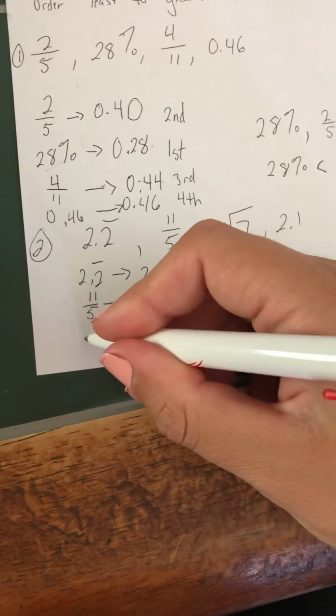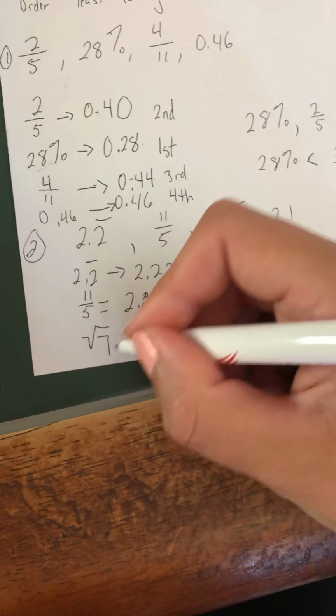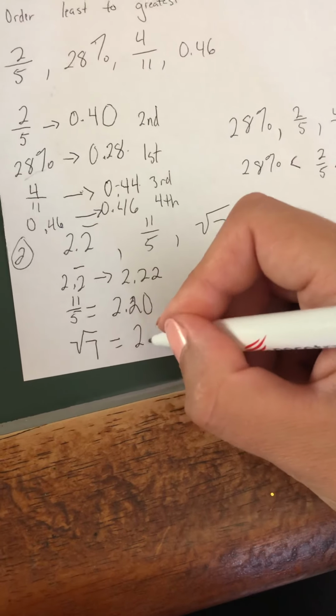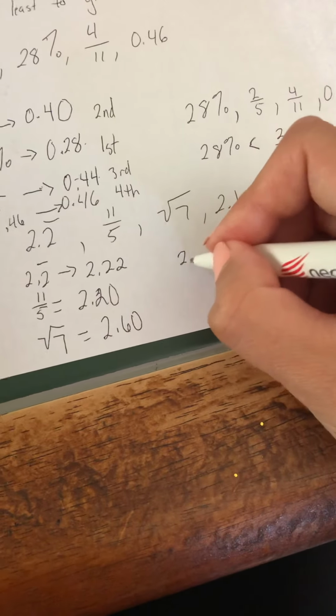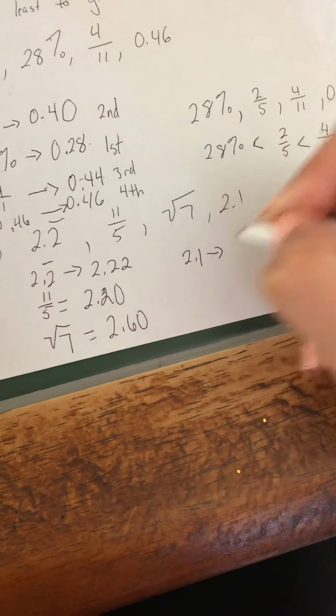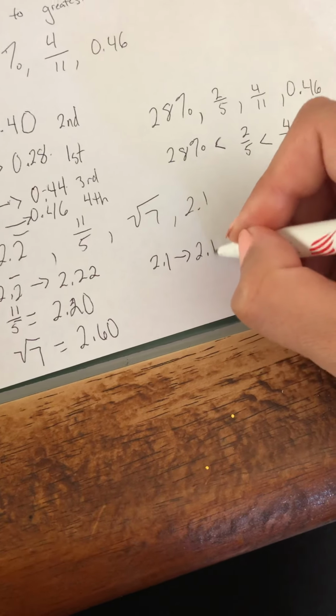Square root of 7 is the next number. Square root of 7 is 2.6. I'm going to put a 0 at the end. And of course 2.1 stays as 2.1. I'm going to add a 0 at the end. Okay.